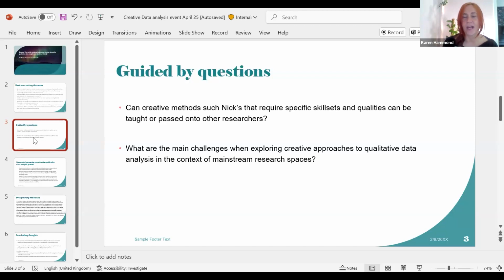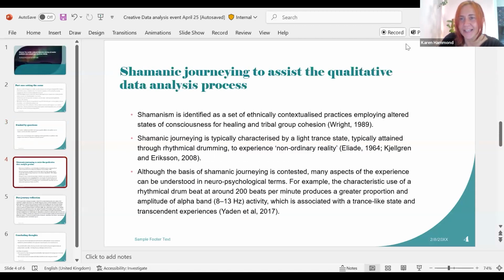So these were some of the questions that we used to guide our journey together. But we're also intrigued by what the main challenges are when pushing the boundaries and exploring creative qualitative approaches to analysis, particularly in the context of mainstream research spaces, in this neoliberal university context, where we do experience very strong influences to talk about our research in certain ways and to create specific outputs that meet specific criteria. So what is shamanic journeying to assist this process then?